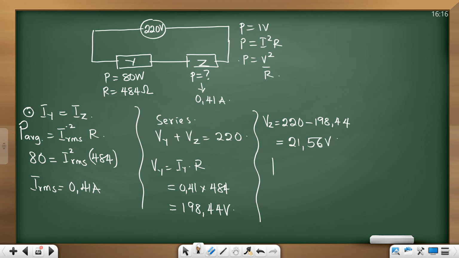21.56. We now know the P of Z. It is I RMS multiplied by what? V RMS. What is our I? 0.41. And what is that? 21.56. Multiply that and you're done. 6 marks in the bag.